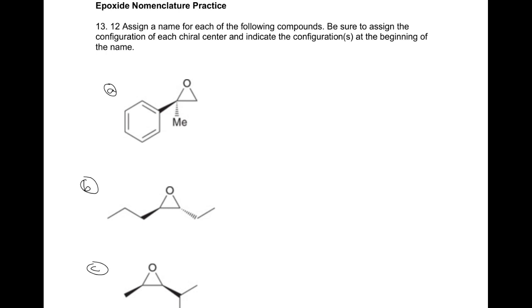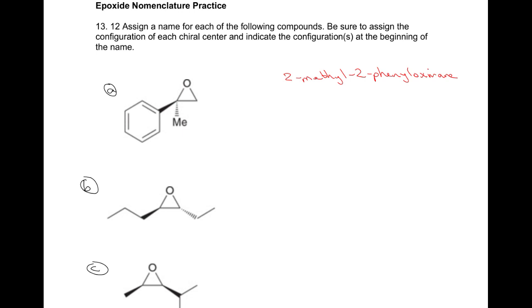So let's start by naming 13.12a as an oxirane. So hopefully you can see it's going to be a 1, so it's going to be a 2-phenyl and a 2-methyl, but methyl should come first because M comes before P in the alphabet, so it's going to be something 2-methyl 2-phenyl oxirane. A common name for oxirane is ethylene oxide.